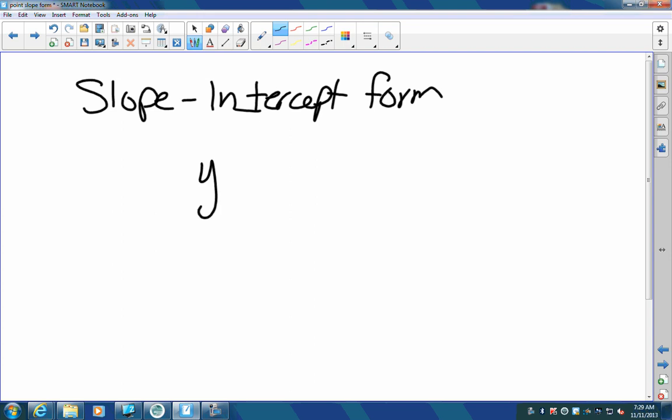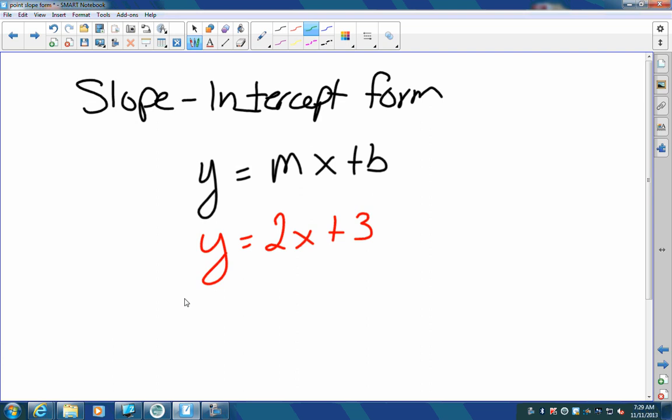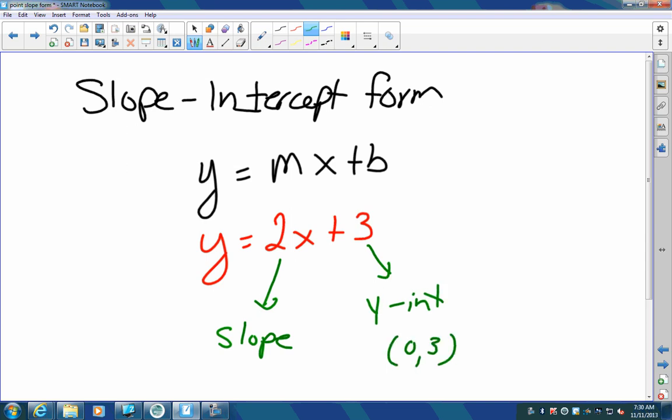Remember that was y equals mx plus b. For example, y equals 2x plus 3. This is telling me that the 2 is the slope and the 3 is the y-intercept. The reason why we like equations like this is because I can graph them. I can start at my y-intercept, plot that point, and then do the slope, up 2 over 1, up 2 over 1, and I'm able to graph a line.